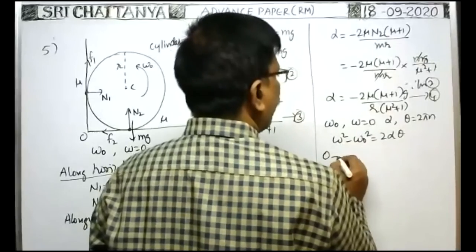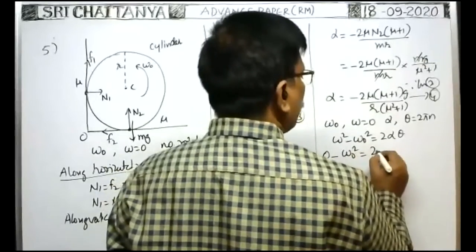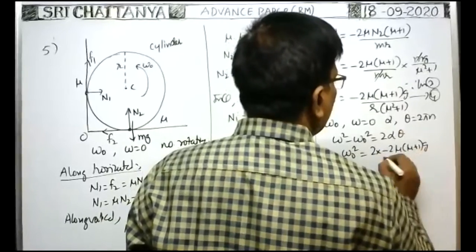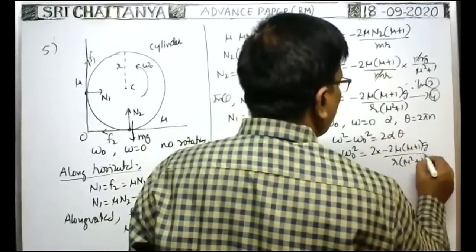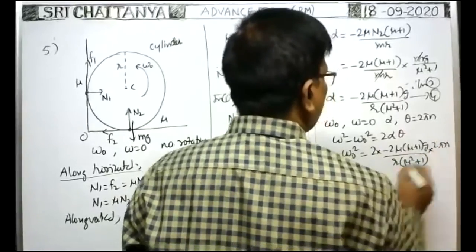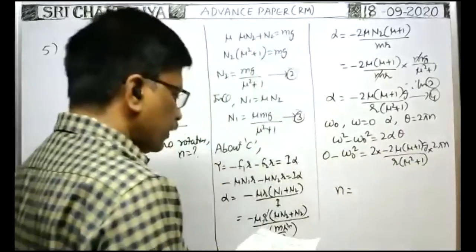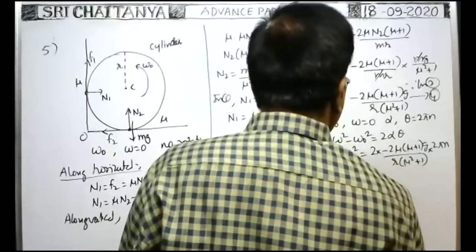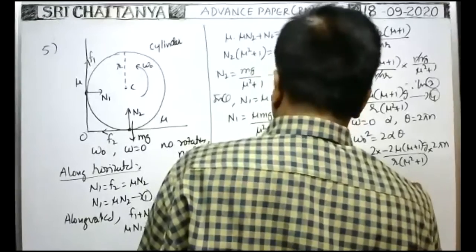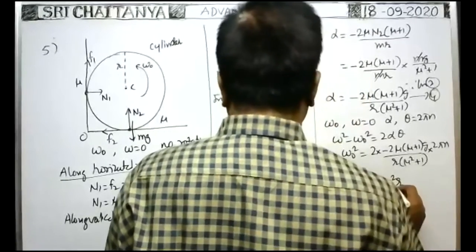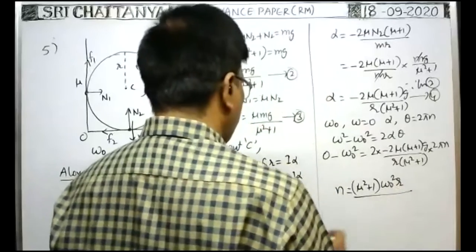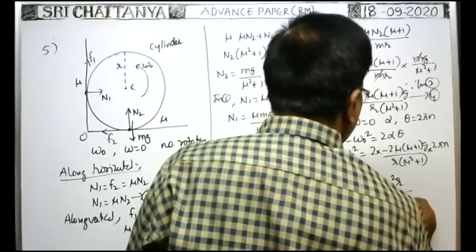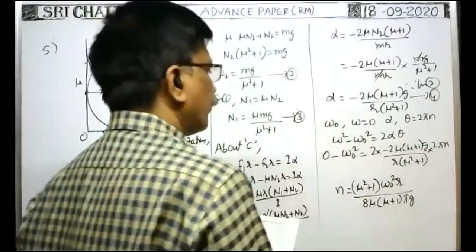Omega square means 0, omega naught square is omega naught only, equal to 2 into alpha, which is this one, minus 2 mu of mu plus 1 into z by small r into mu square plus 1, into theta, which means 2 pi into small n. From this you calculate the n value. If you simplify, you will get n equal to mu square plus 1 into omega naught square small r, whole by 8 mu into mu plus 1 into pi z.